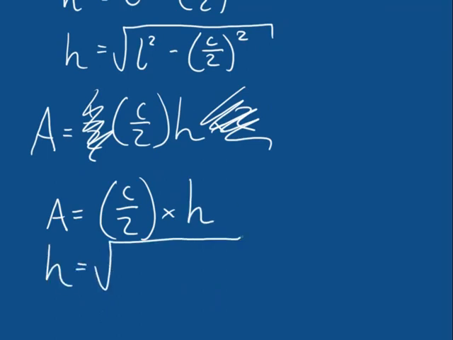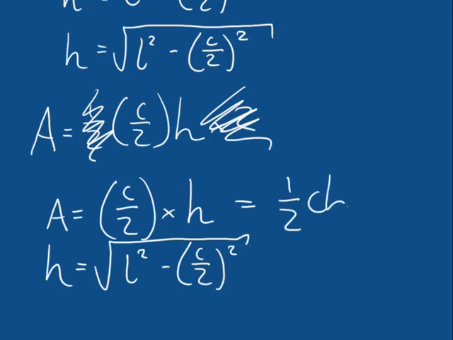where h is equal to the root of L squared minus c over 2 squared. And that's all we need to be able to calculate the area of an isosceles triangle. Now, of course, this may actually be more clearly written as equal to half c h. Both mean the same thing, it's just perhaps a nicer way of writing it, and that's the way that most maths textbooks will actually present that, but it's the exact same formula.